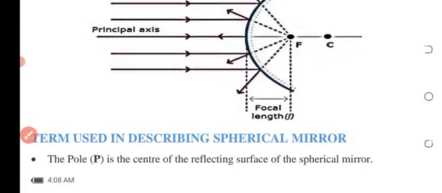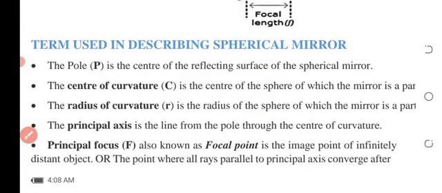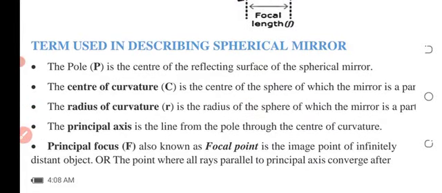Okay, the next term we are looking at is the center of curvature. This is the center of the sphere of which the mirror is part. That is the sphere where the mirror is formed from. So the center of that sphere is known as the center of curvature, and the distance from that center to any part of the circumference of the sphere is known as the radius of curvature.